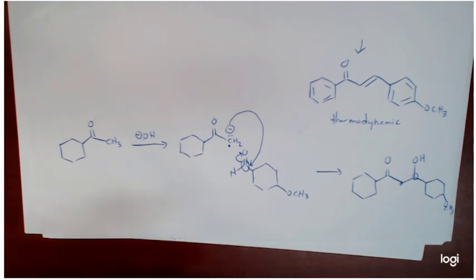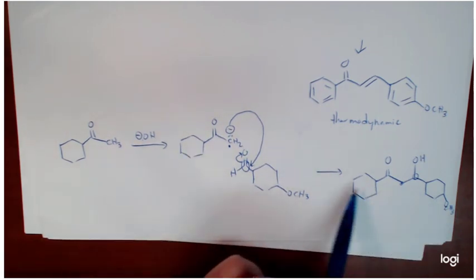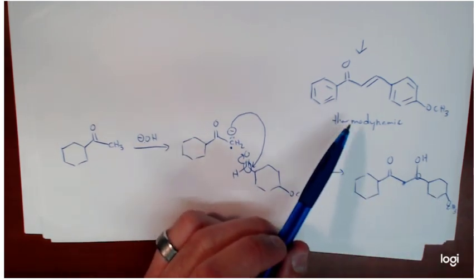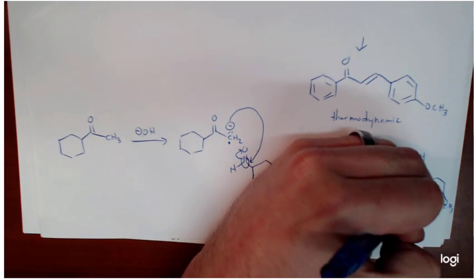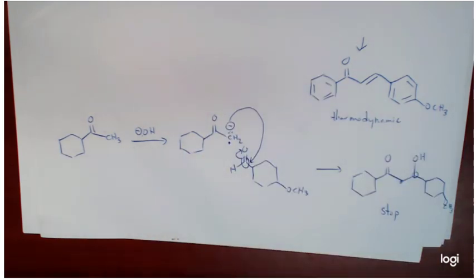Okay. Now at this point, this aldol would stop. It would not go to the condensation reaction because there's no conjugation to help drive it to that thermodynamically stable product. Okay, so this would stop here. All right, put a fork in it, it's done.